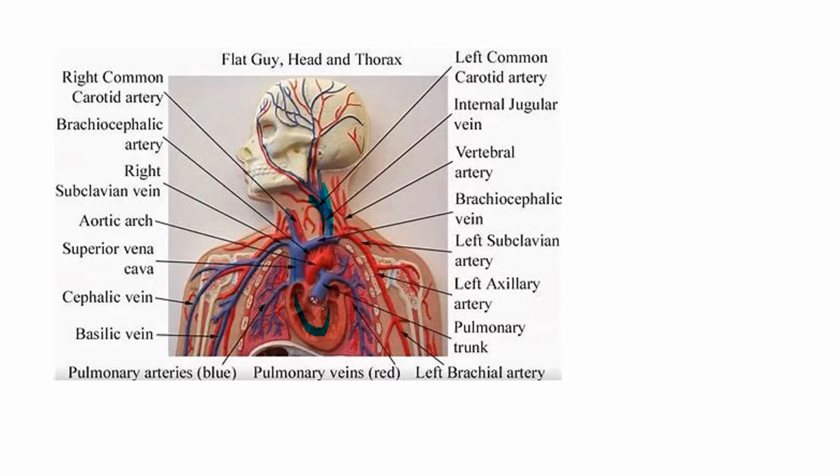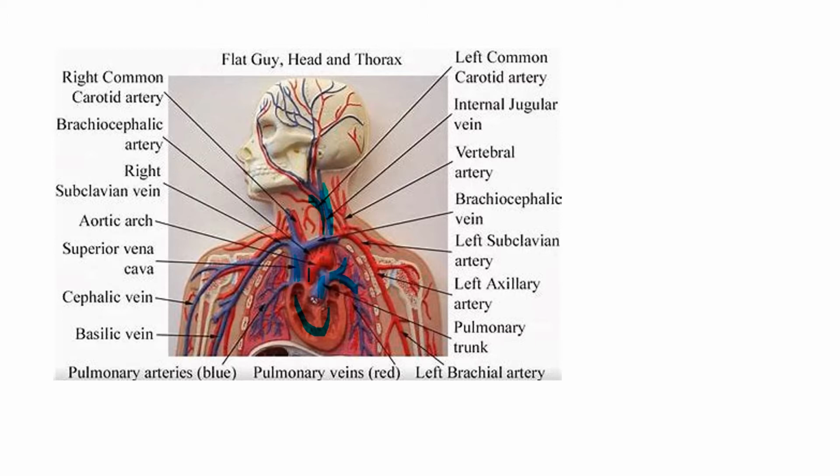We have the superior vena cava right here. This other blue structure here is the pulmonary trunk, which will lead to these blue branches called pulmonary arteries. They are arteries because they are carrying blood away from the heart, but they are colored blue because they are carrying oxygen-poor blood to the lungs for gas exchange.